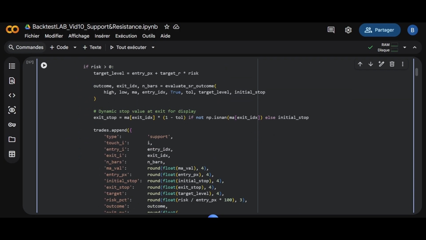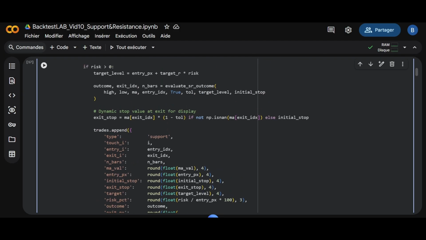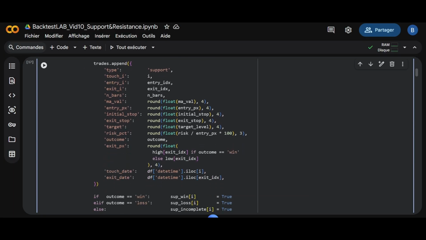So if it is a support or resistance, we are going to save each trade. The first variable is going to be the type, if it is support or resistance. We are also saving when exactly we touch the level, when we exit, and most importantly, this variable, which is going to be the outcome. The outcome is going to be win, loss, or incomplete if the trade is not completed yet. And to get this outcome, we are using this function here that will give us the result.